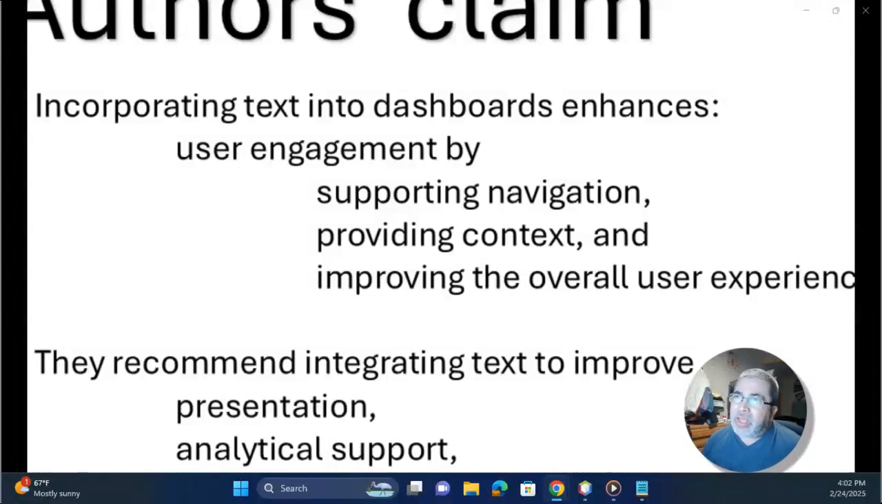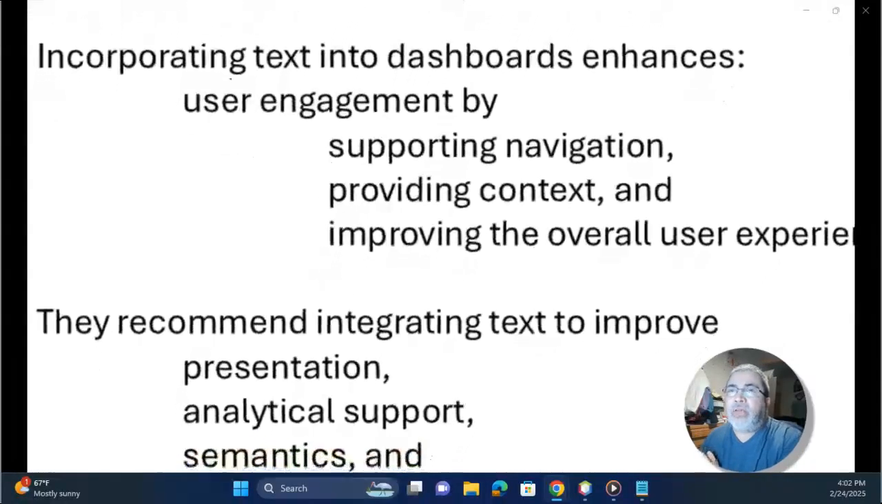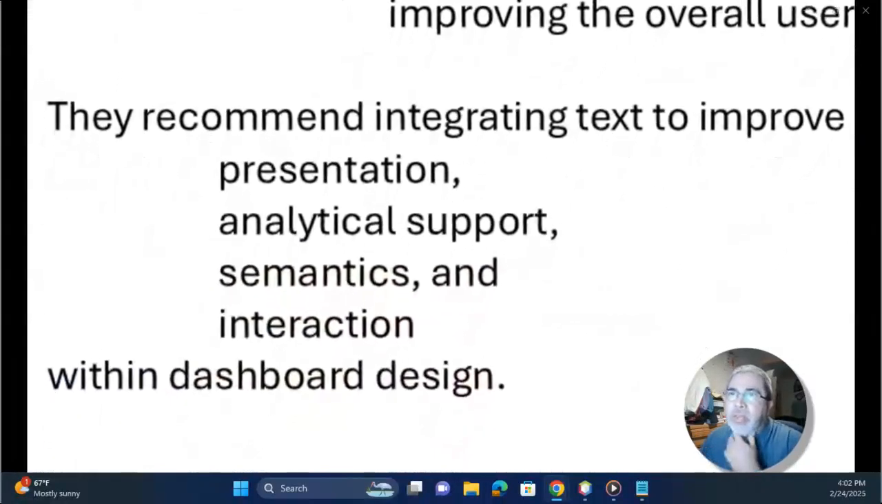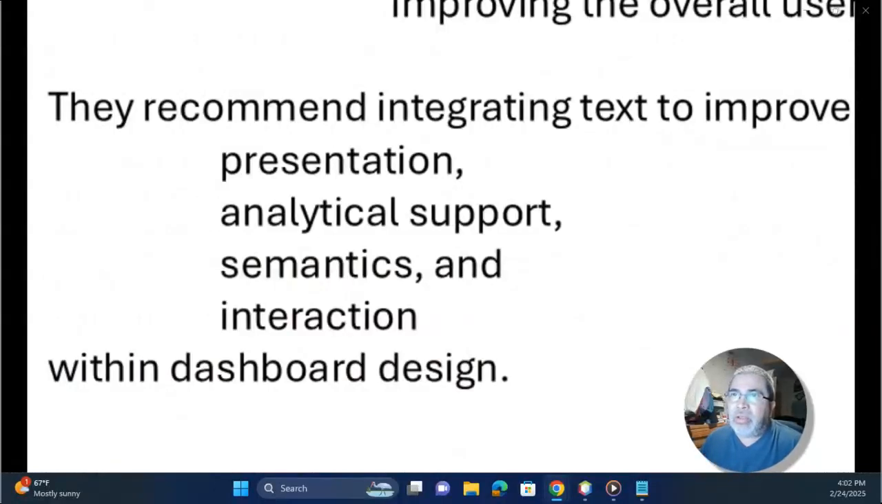But they raise the bar to say, whatever you're doing, we recommend that you integrate text to improve presentation, analytical support, semantics, and interaction. And you put all that inside your dashboard design. So the claim basically is a set of recommendations.